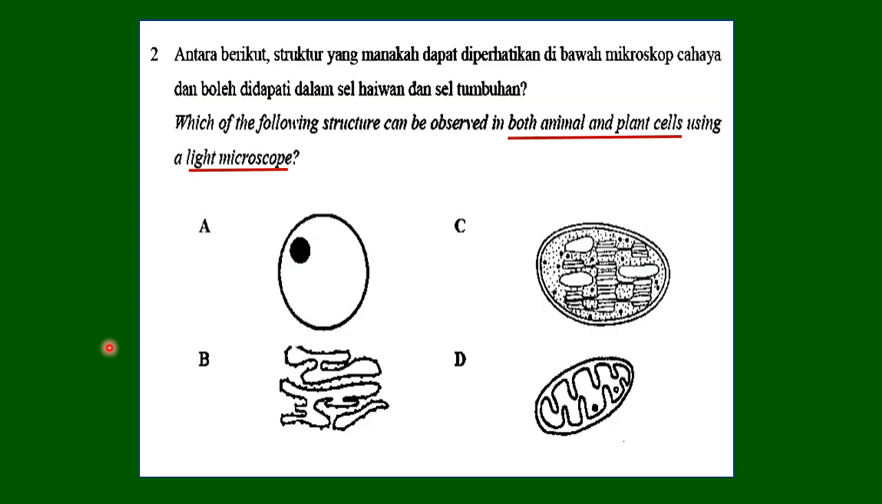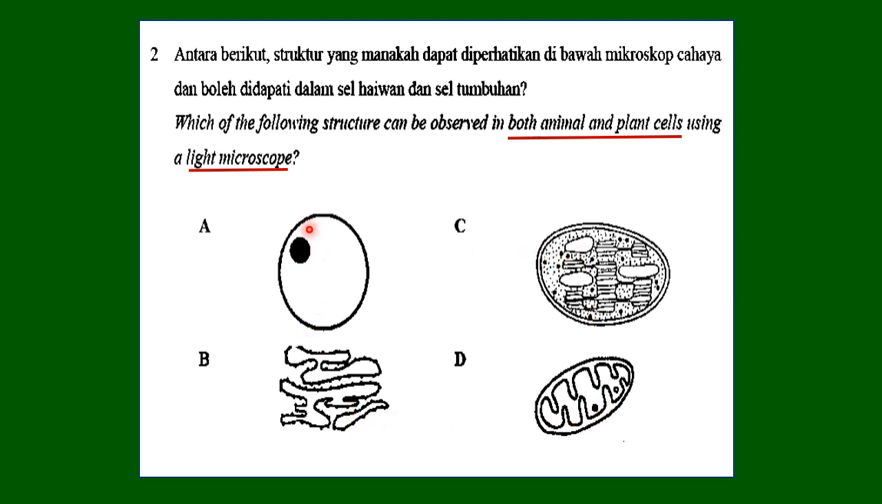Question 2. Which of the following structures can be observed in both animal and plant cells using a light microscope? So there are two conditions here. The structure must be able to be seen in both animal and plant cells, and that is by using a light microscope. So it must be a big structure, and also we don't need to use an electron microscope to see this structure. Okay, so let's identify the four organelles here first.